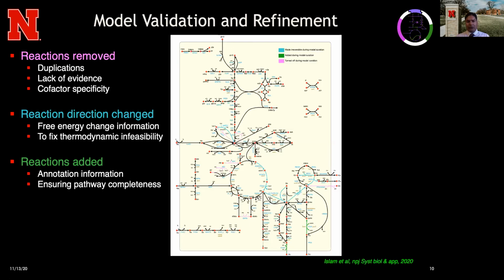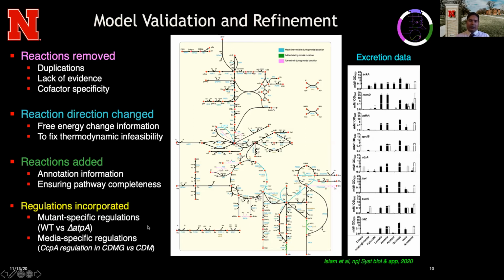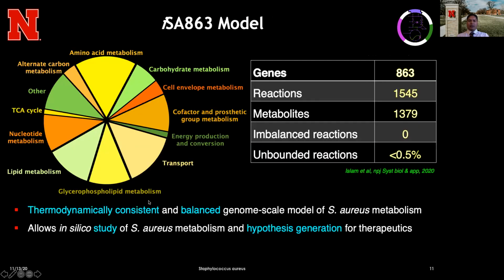We also had metabolite excretion data for a number of mutants in chemically defined mediums, both with and without glucose. So I used some mutant-specific and medium-specific regulations to further refine the model. Upon all these refinements, we obtained the new genome-scale metabolic model of Staphylococcus aureus, which I call AIChE 863. This has 863 genes, 1,545 reactions, and 1,379 unique metabolites.